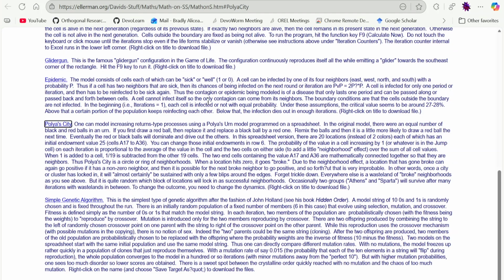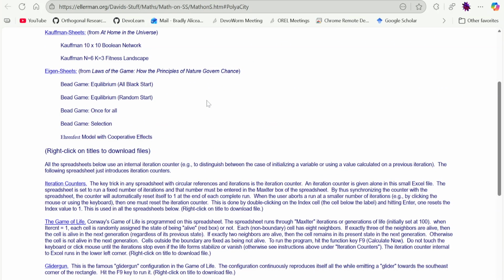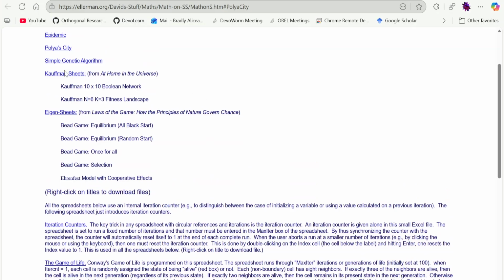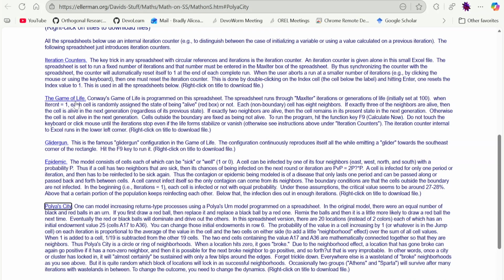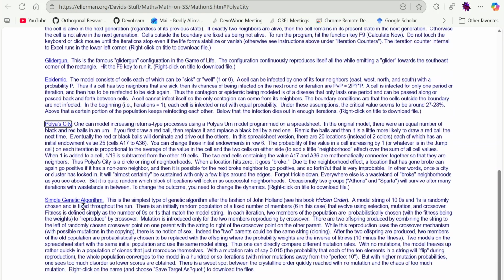And then finally, if you're interested in some of the other things he's done, you have Kauffman sheets. He's also done this for the book At Home in the Universe by Stuart Kauffman. These are modeling the Boolean networks and fitness landscapes that Kauffman talks about in that book. He's also implemented simple genetic algorithms, and then the game of life, different iteration counters, looking at the glider gun within the game of life. He's done some epidemic modeling, some simple genetic algorithms from John Holland's book, The Hidden Order. And then, of course, Polya's City.